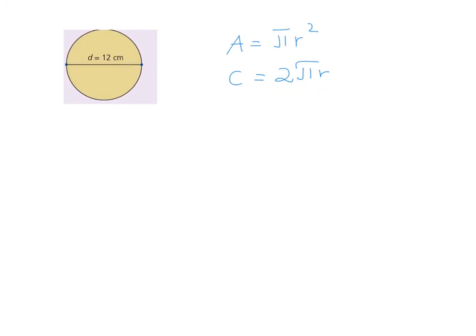Okay, here we don't have r, but we have d, and d stands for diameter. What we know is that the radius is exactly half of the diameter. So if we have the diameter, we know that the radius is half of it, so 6 centimeters in here.